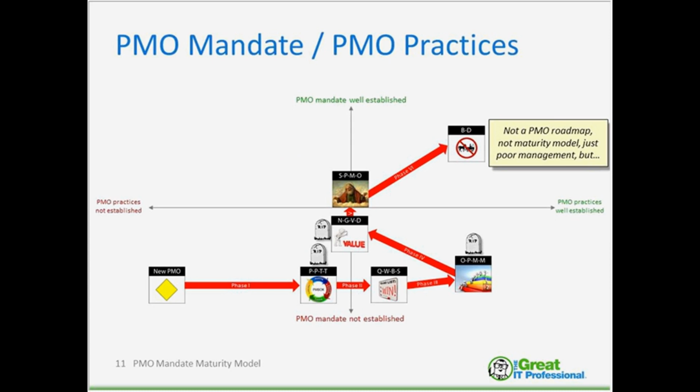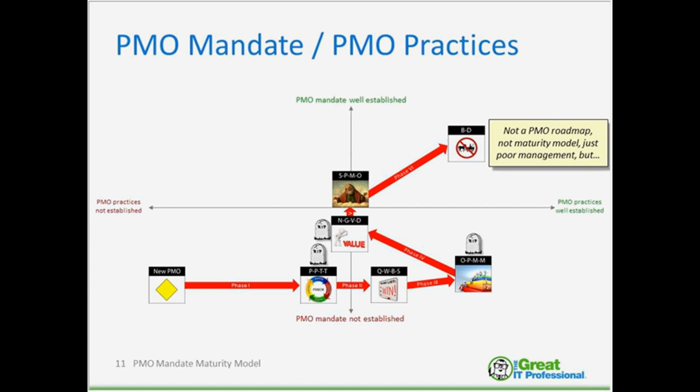So when an organization starts out, a good way to think about the PMO mandate and PMO practices is to plot out in a 2x2 grid like you see here, where we have PMO practices as the horizontal axis. Are they established? Are they not established? And then we have on the y-axis the PMO mandate. Is it established really, really well, or is it not established at all?